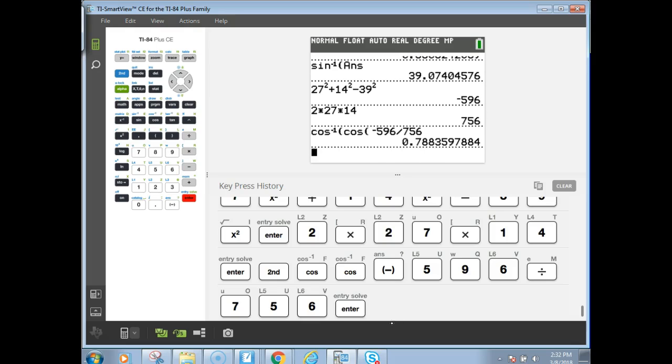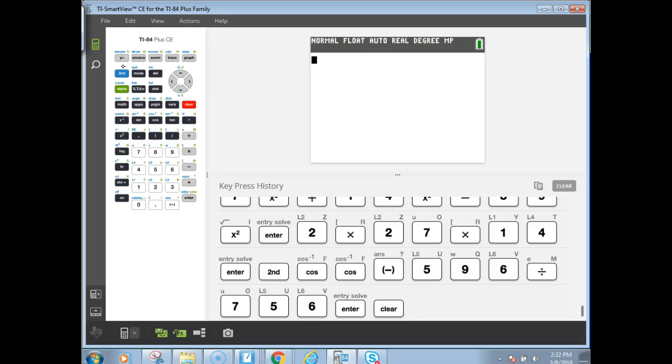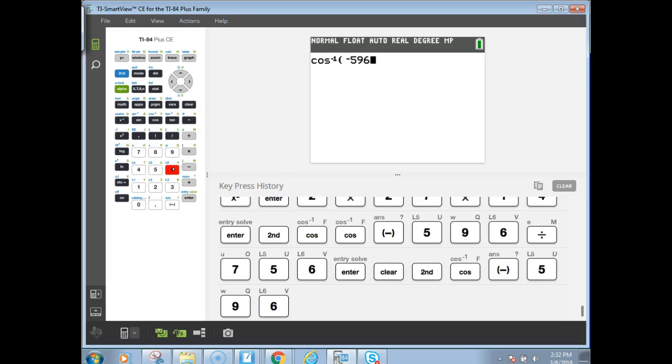That finds me the angle of, oh, I typed something goofy. I hit cosine twice. That's so not right. I wonder if I even used the negative key. I don't know. Oh, must be the end of the day. All right, 756.